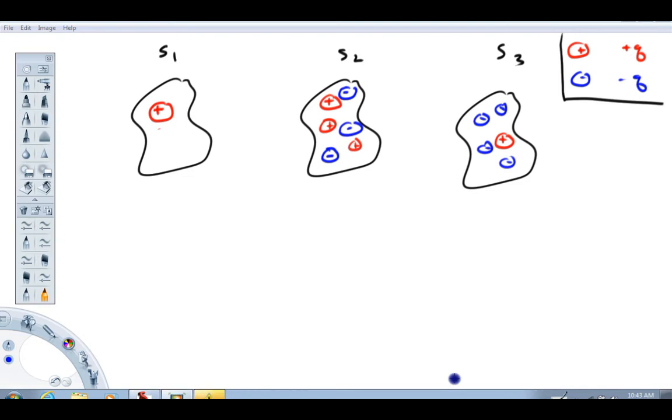The purpose of this video is just to go through a quick, simple example of how Gauss's law applies. And what we're looking at here is this.